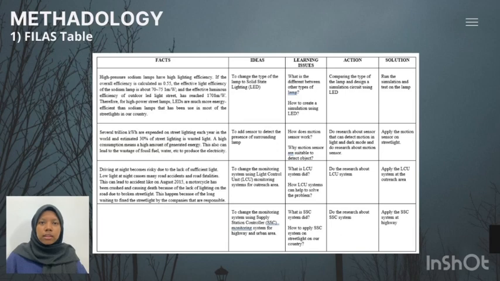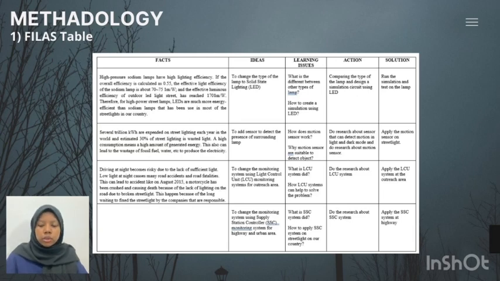As stated in fact number 1, high pressure sodium lamps are most likely used as street light lamps in Malaysia. So the fact here is that LEDs are much more energy efficient than sodium lamps. This can help us to reduce the energy use and become more energy efficient. So the idea is to change the type of the lamp to a solid state lighting LED lamp.